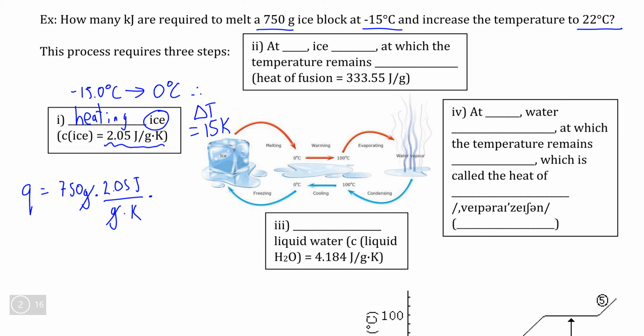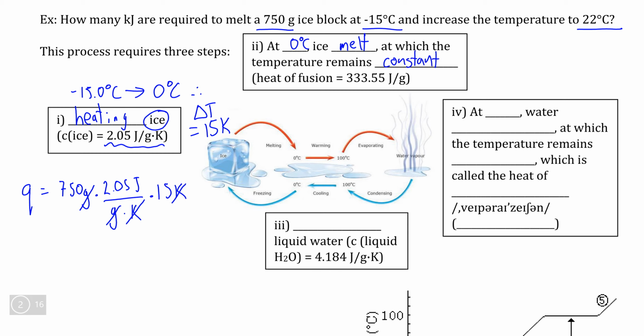So we're going to multiply this by 15 degrees Kelvin, and right here, this tells us how much heat is required to increase the block of ice from negative 15 degrees to 0 degrees. However, at 0 degrees Celsius, something happens. That something is, of course, ice melting, at which the temperature remains constant.